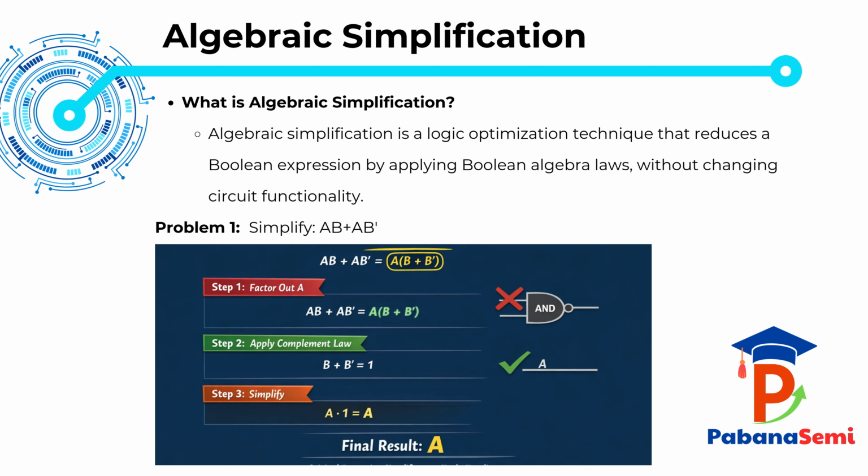Step 3. Apply the identity law. Anything ANDed with 1 remains unchanged. Thus, A.1 equals A. Final answer. So the simplified result is simply A. This means the original expression AB plus AB bar can be implemented using just a single signal A, eliminating unnecessary gates and reducing hardware. This is the power of algebraic simplification in logic optimization.